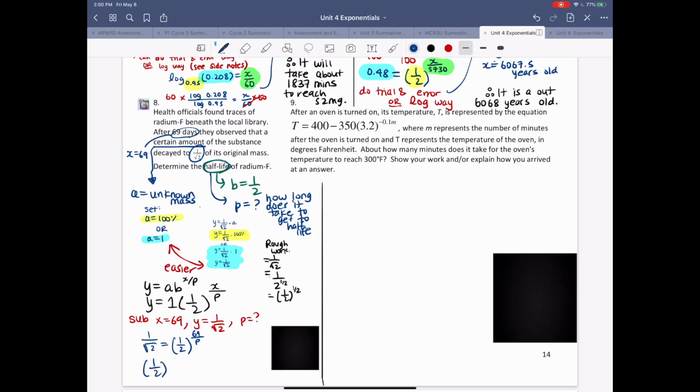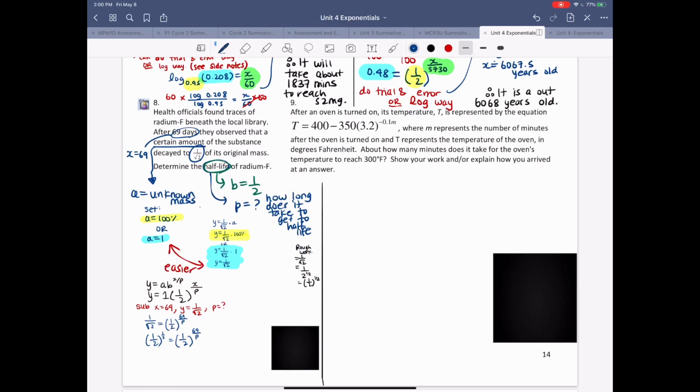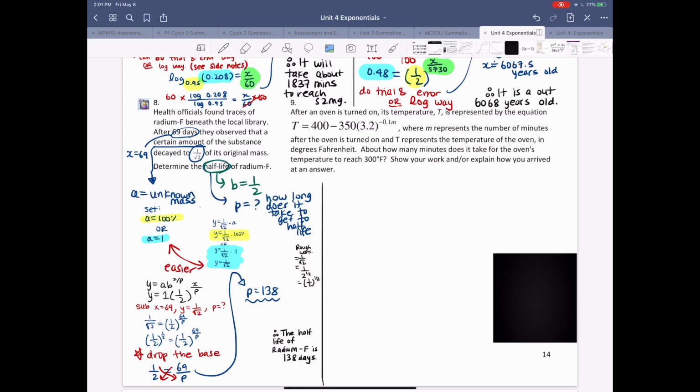1 over 2 to the exponent 1 over 2 is equal to 1 over 2 is equal to 69 over P. Step, I can now drop the base because the bases are matched. 1/2 is equal to 69 over P. I can do a quick cross multiplication and I will get 69 times 2, and so P is equal to whatever 69 times 2 is, which is equal to 138. I need to have a therefore statement, and so I have the half-life of radium F is 138 days.